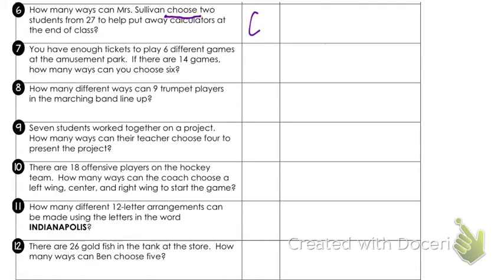Number 7. You have enough tickets to play 6 different games at the amusement park. If there are 14 games, how many ways can you choose 6? So permutation or combination? It's going to be a combination. A couple of keys here.